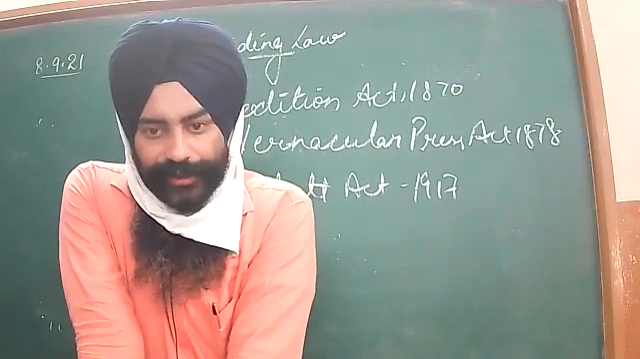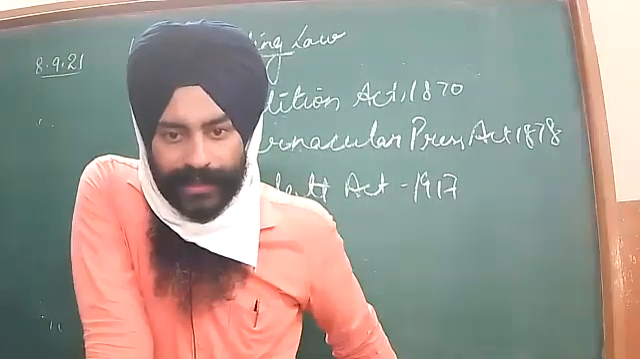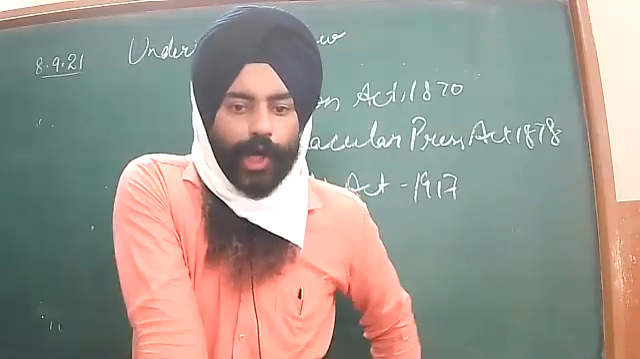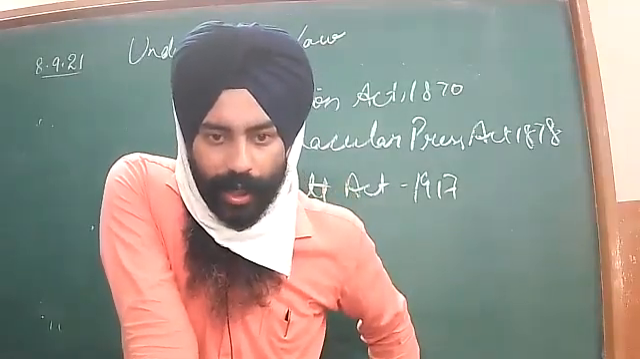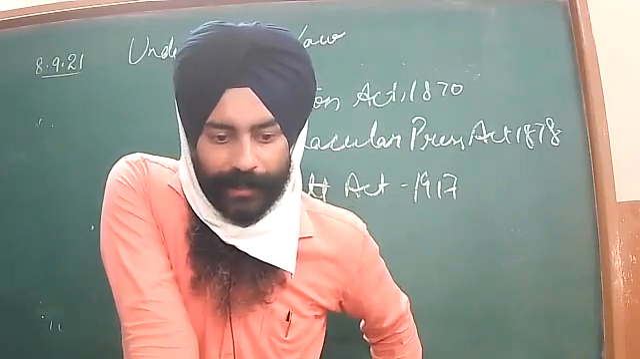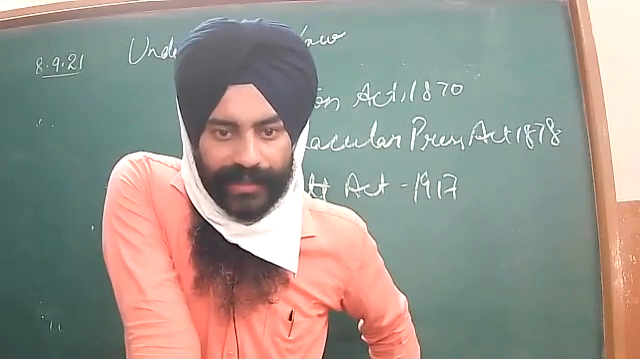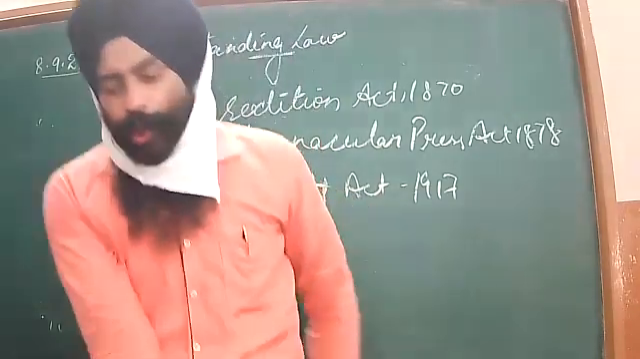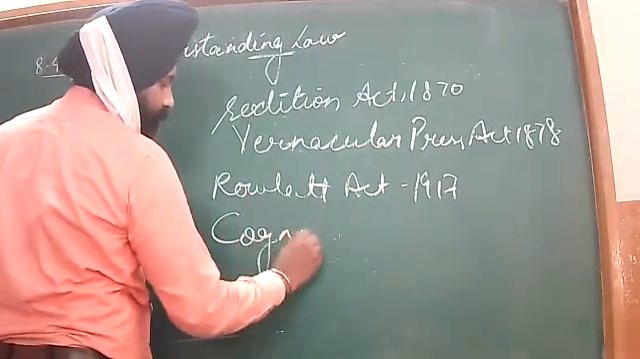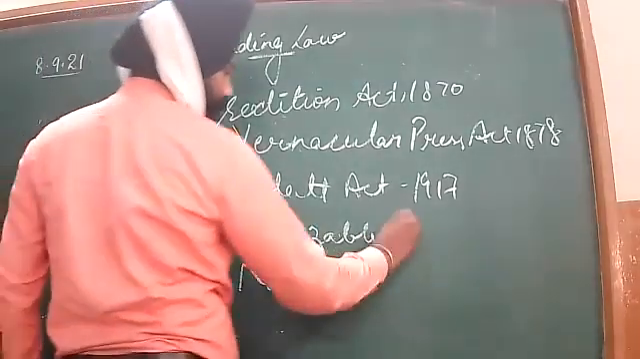But there are basically two kinds of offenses. Offense means when a person breaks a law. A person who does not follow a law, breaks a law, is doing an illegal activity. That condition is known as an offense. There are two kinds of offenses: cognizable offense and non-cognizable offense.